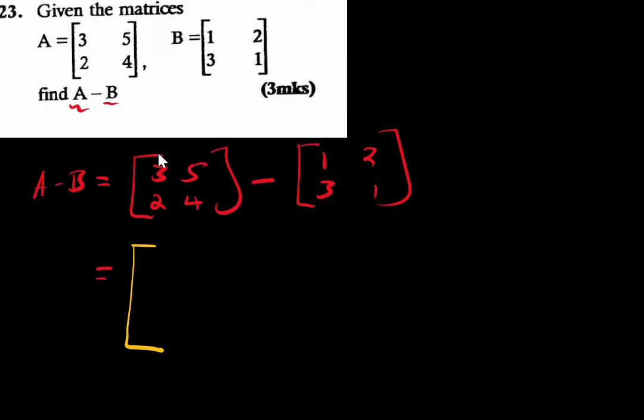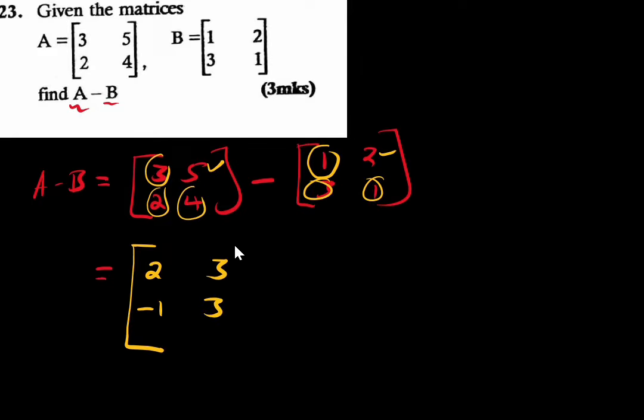So here we have 3 minus 1. You pick 3 and subtract 1, the respective elements. So 3 minus 1, you get 2. Then 5 minus 2, you get 3. 2 minus 3, we get negative 1. And 4 minus 1, we get 3. So A minus B, the answer is the matrix 2, 3, negative 1, 3. We score those 3 marks. Let's continue to the next question.